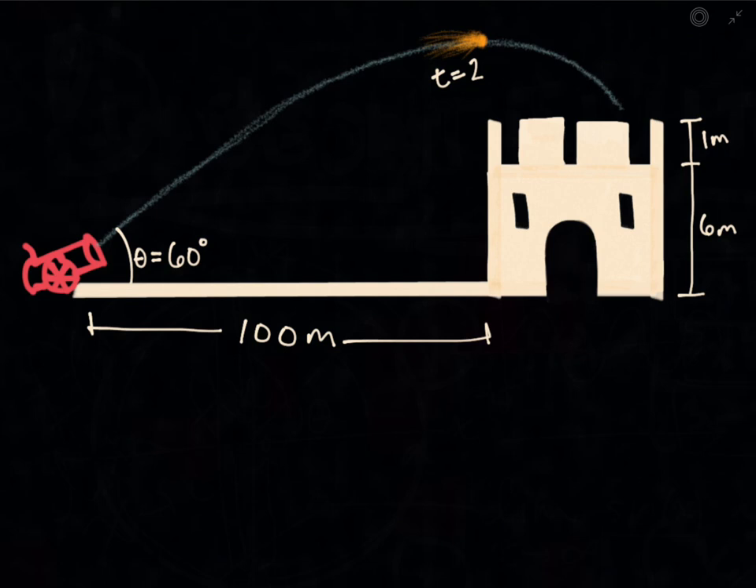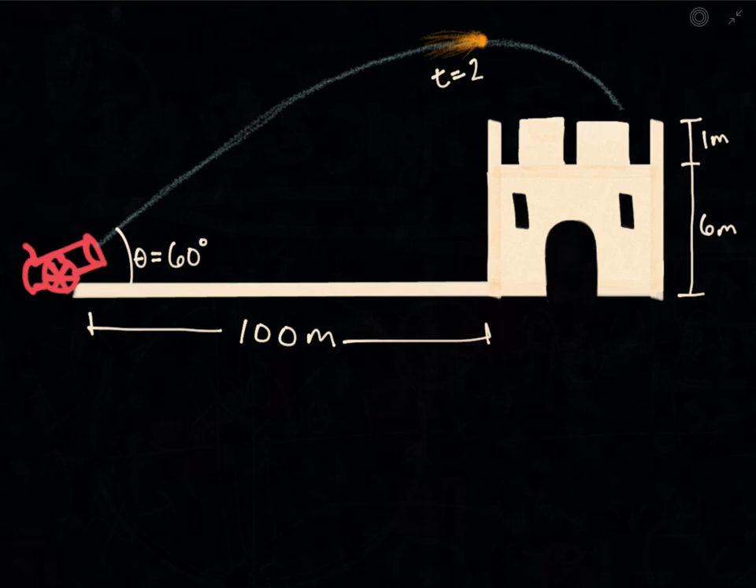And the castle is 6 meters tall, plus an additional 1 meter for the arrow slots for their archers. And so I want to not only get it over the initial 6 meters, but also above the archer slots, because I wanted to get it into the middle of the castle.